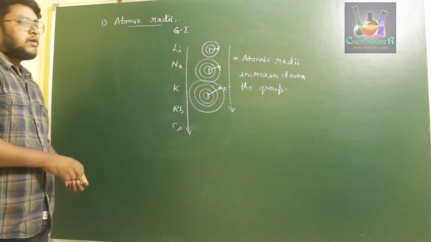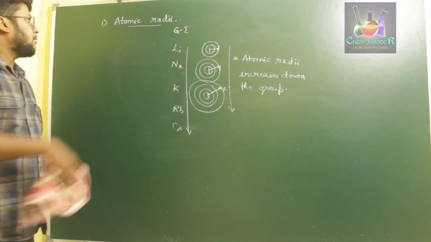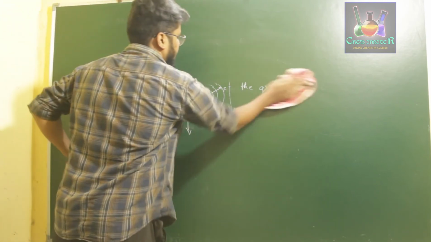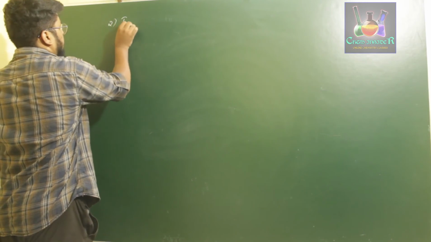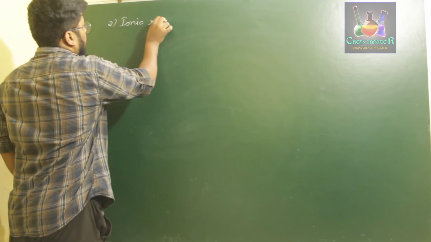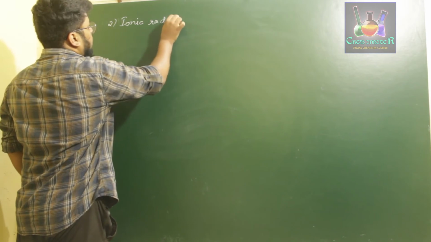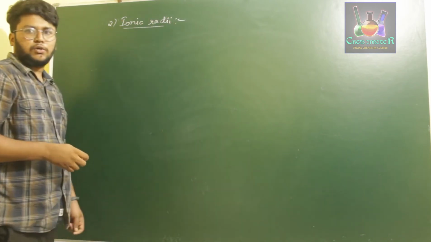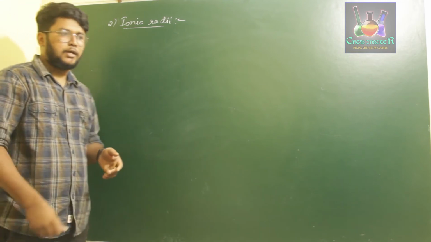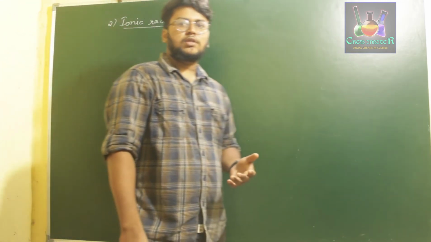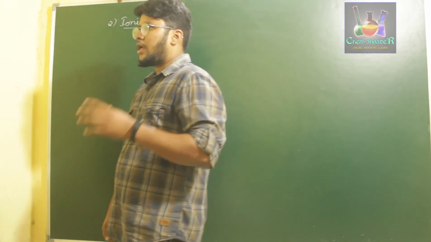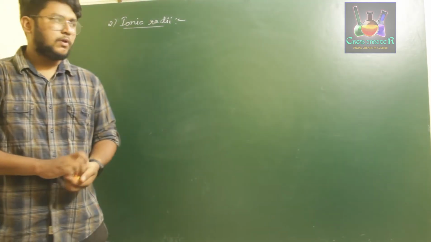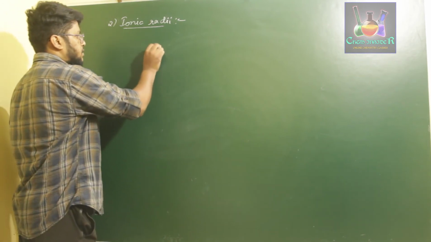Next we'll come across the second type, that is ionic radii. What do you mean by ionic radii? Whenever you consider an atom, it might lose electrons or it might gain electrons. An atom of an element may lose a certain number of electrons or it may gain electrons to themselves.